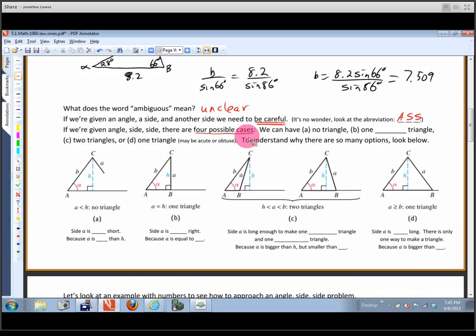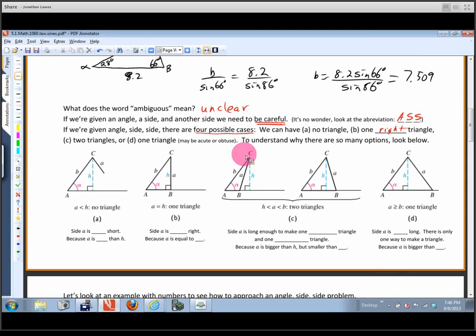So let's run through the cases. We can end up with no triangle at all. Yep, they could give us information that doesn't even produce a triangle, so we'd want to be aware of that. We can end up with one right triangle, okay? We could end up with 2 triangles, so that's going to be this picture right here. Or we can end up with one triangle that's not a right triangle, and it might be an acute triangle or an obtuse triangle. So we really got to be on our toes with this.